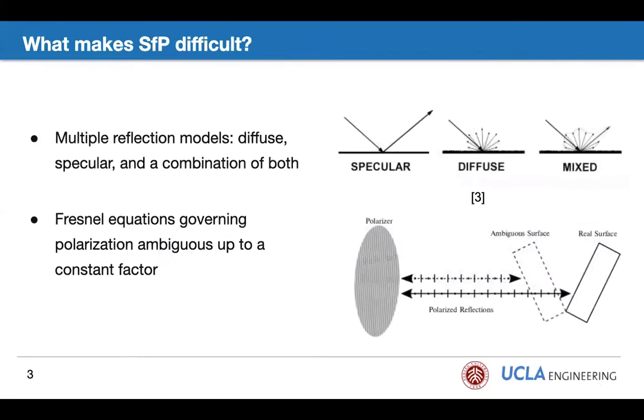Why is it so difficult? SFP is an ill-posed inverse problem. In short, the same polarization image can correspond to multiple shapes due to ambiguities in the physics of polarization.